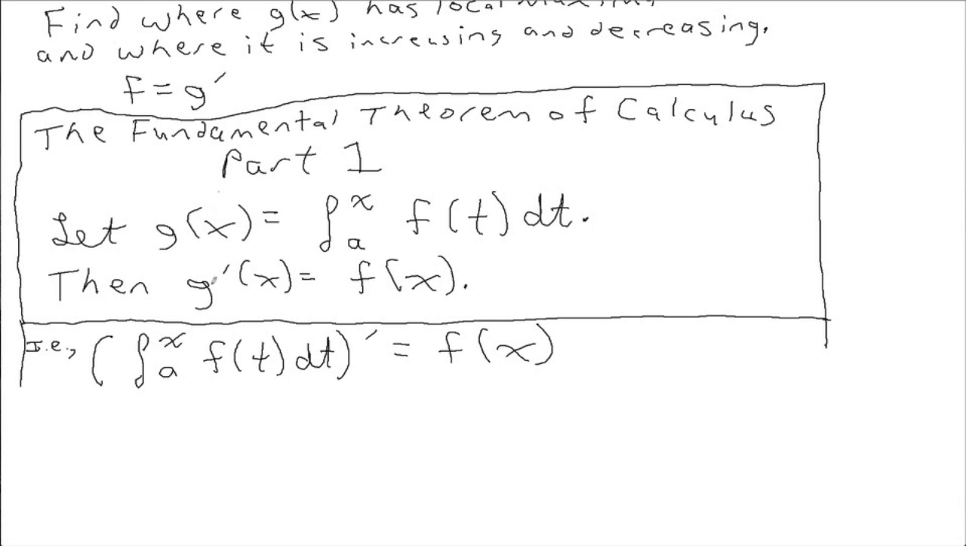Because here we said g, the derivative of g is f of x. The derivative of g is f of x. But what is g? G is... What's the formula for g? G is what's below. G is this.